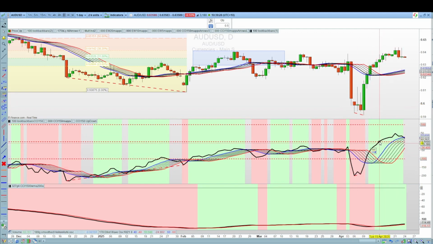Now notice the CCI is still pulling back into that moving average range on the daily, and the price hasn't quite hit its moving average range, so we might see a bit of a retrace in the short term.